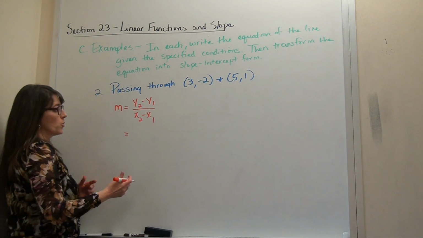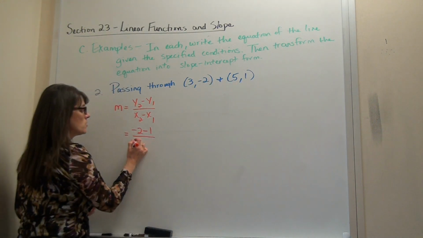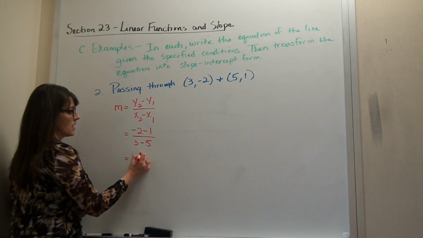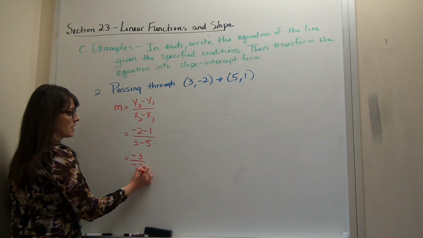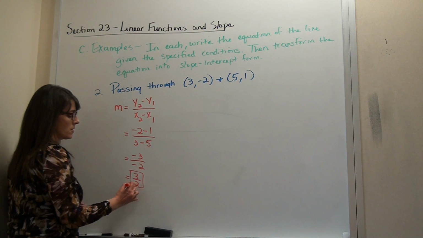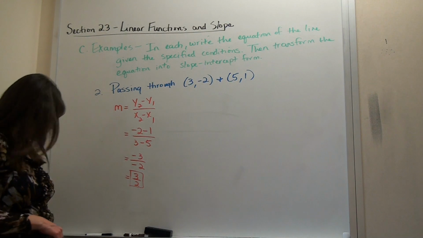And we said it doesn't matter the order you subtract the y's, any order that you want. I went this one minus this one, so I'm going to have to do the same order on the x's. -2 minus 1 is a -3, 3 minus 5 is a -2, negative over negative is positive, so I have a slope of 3/2 here. Now I'm going to utilize that information in order to write the equation of the line.